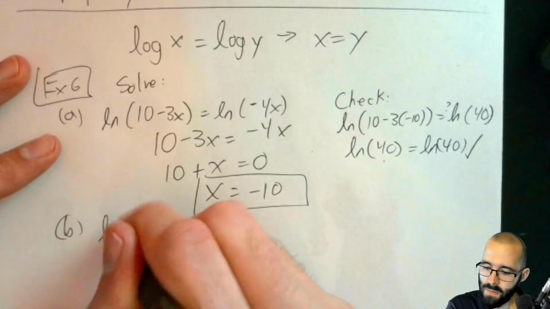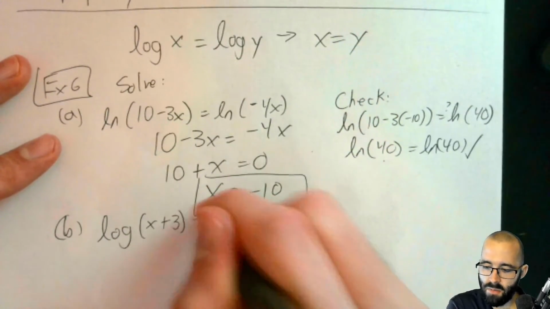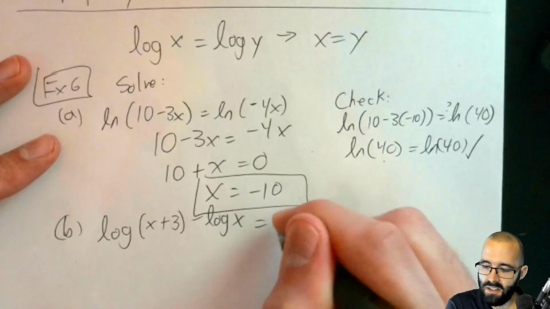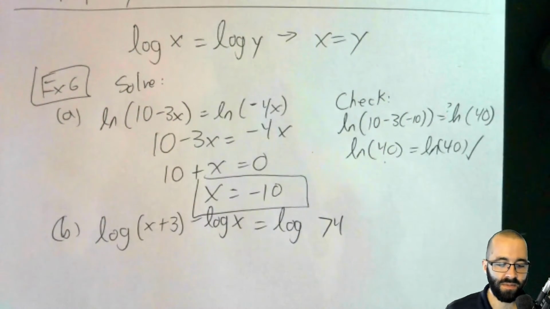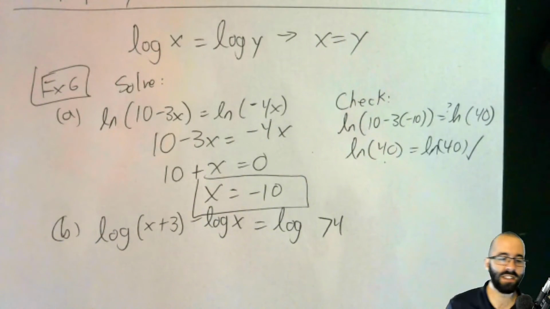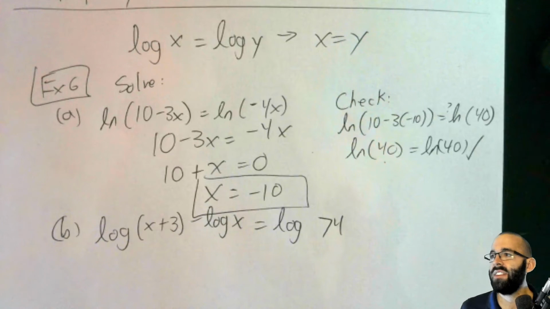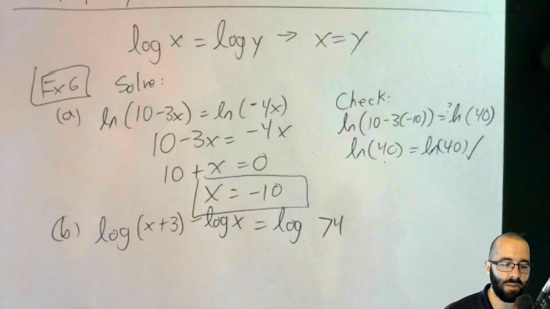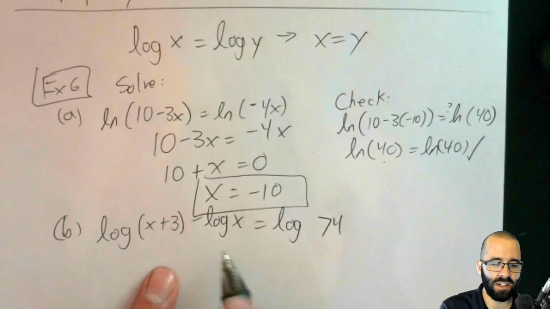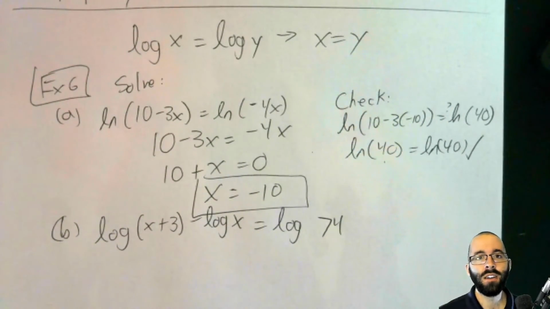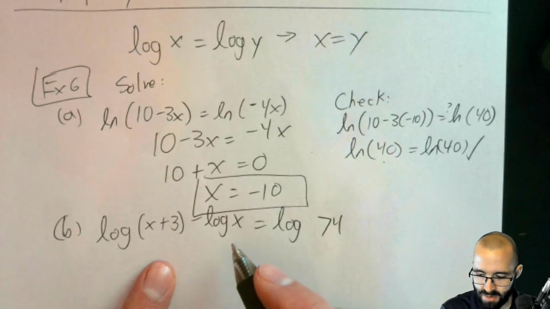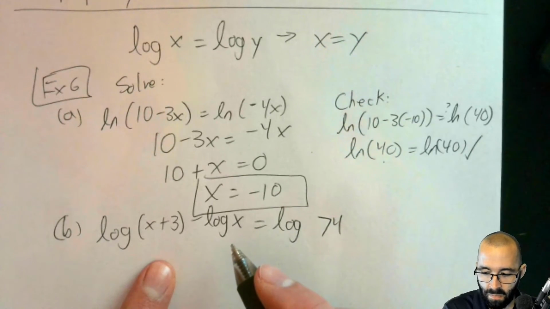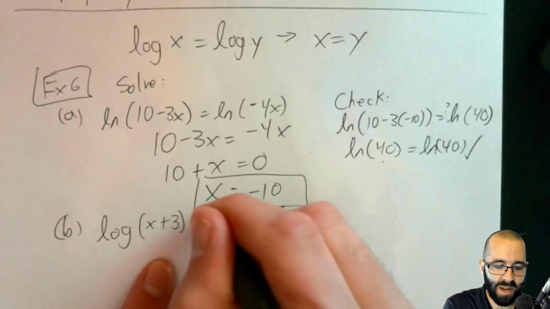Part B. Log of x plus 3 minus the common log of x is equal to the common log of, I think I wrote down a 74. We'll see. And so you might look at this and say, well, that sucks. Time to go home. We don't have the logarithm of something equal to the logarithm of something else. There's two logarithms over here. If we had a log equal a log, we could solve it. If only there was some way of combining these two logarithms. What if I told you there is? There's a minus sign, by the way.